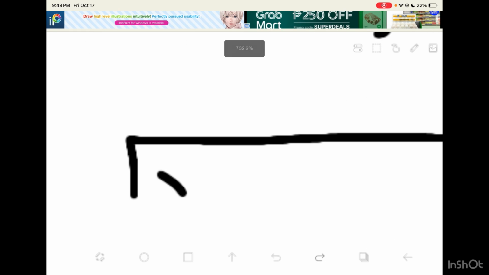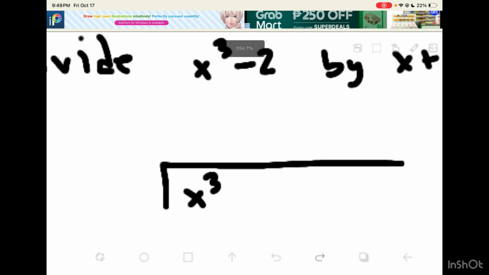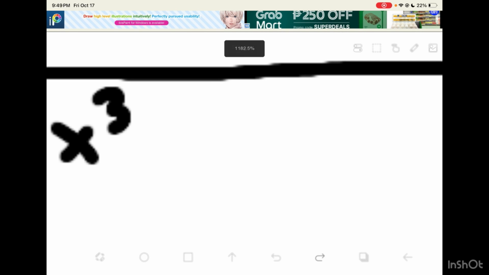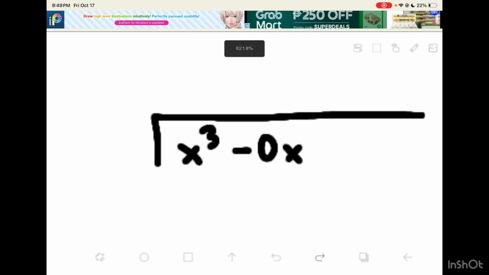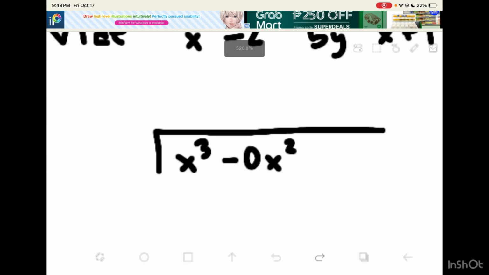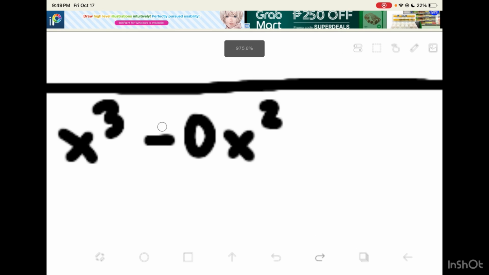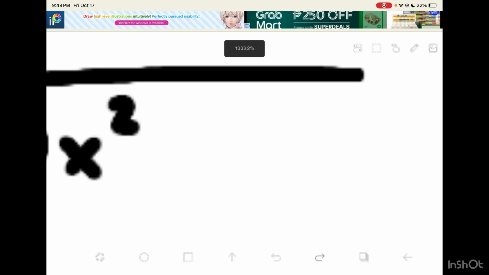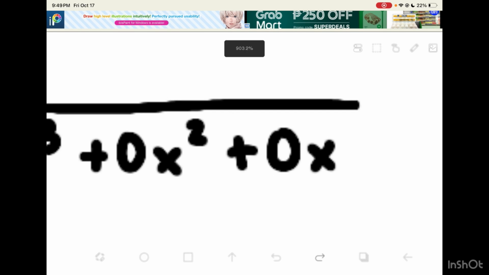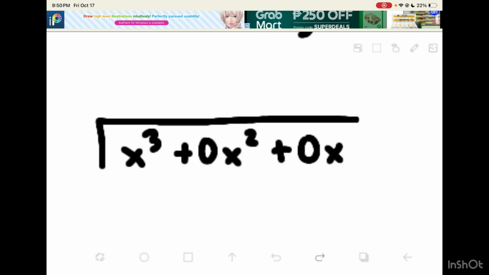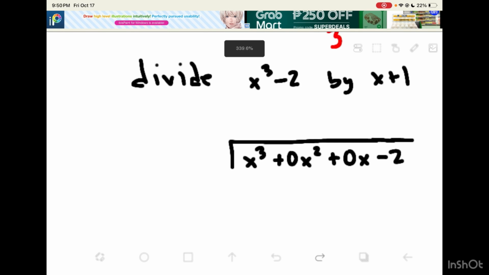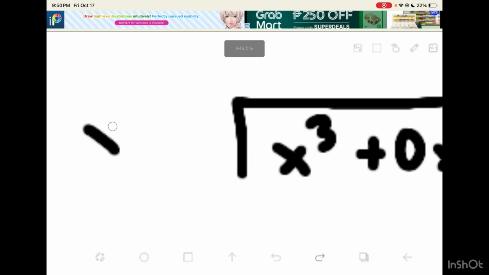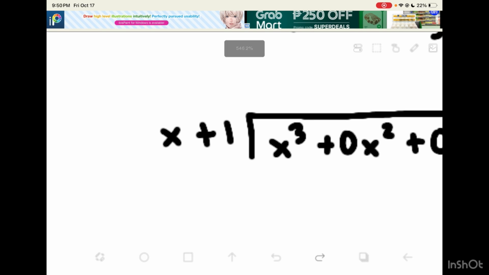So x cubed, right? We don't have any x squared. So we just put plus 0x squared to consider that. Then plus 0x here again, because we don't have any x. We do have negative 2, so we can attach that there. Then just put our x plus 1 over here. And we do the same process again.